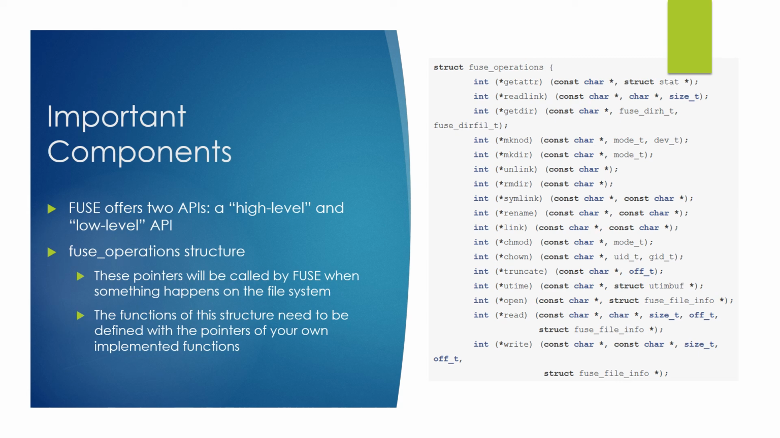There's a fuse_operations struct in the header file that contains file system operations. All the fields in this structure are pointers to functions, and these pointers will be called by Fuse when something happens on the file system. In order to implement the file system, you need to define the functions of this structure with the pointers of your own implemented functions.